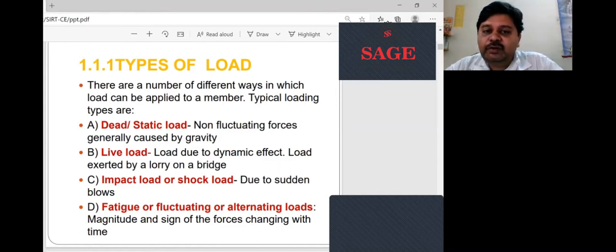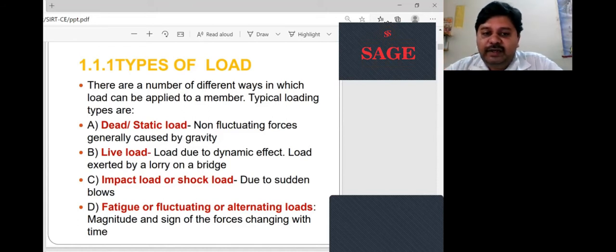Impact load or shock load is due to a sudden force. If I am moving with a bottle, and the bottle falls from my hand and strikes the floor, this type of loading is called impact or shock load.